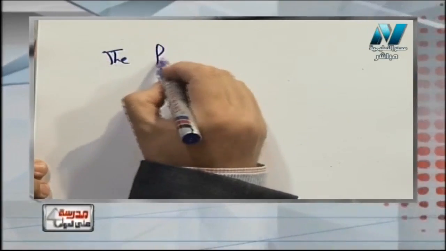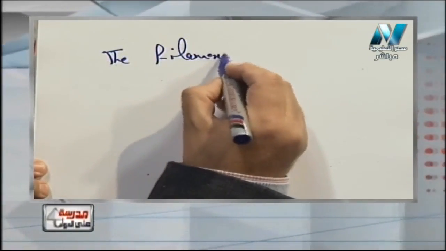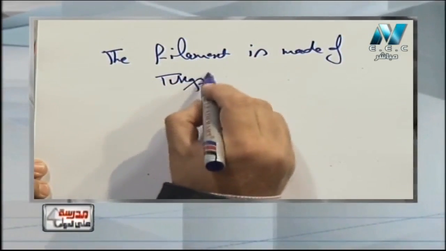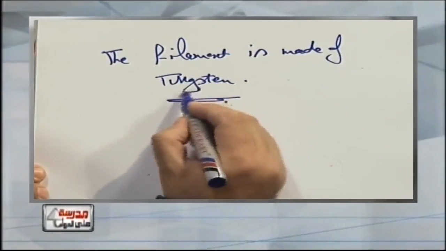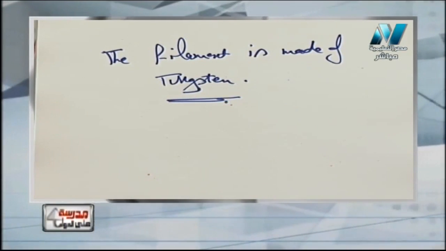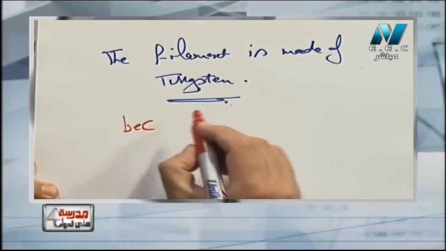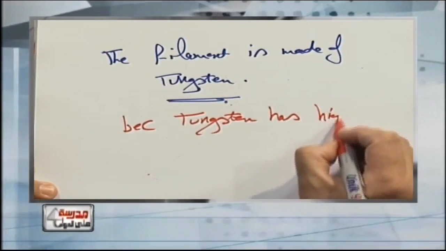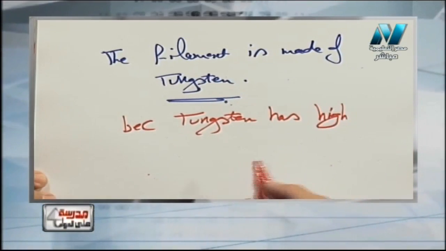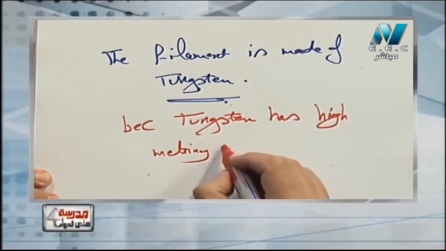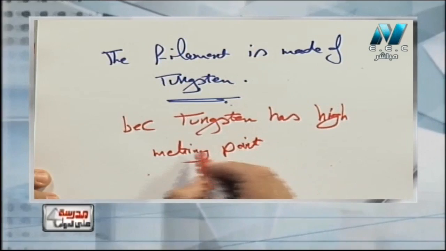Another question: the filament is made of tungsten. Why tungsten specifically? Why didn't we use any other metal? All metals are already good conductors of electricity, but tungsten has a great advantage: it has a high melting point, the highest melting point, and that increases the lifetime of the lamp.